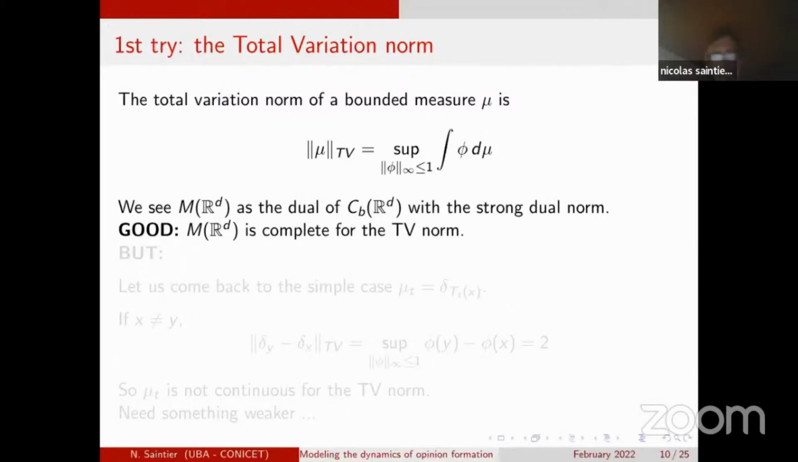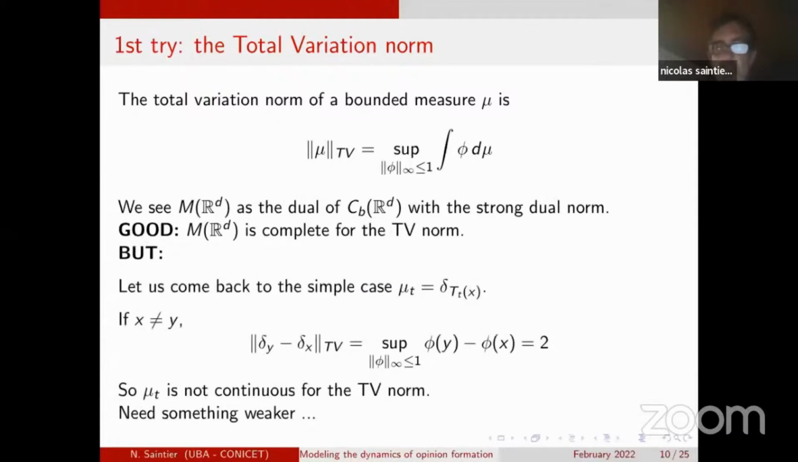But just behind compactness, there is a very simple reason why this is not a good norm for us. Remember the simplest case we looked at, when mu naught is a Dirac mass located at x. Then we know that this measure is a solution, so I need this measure to be continuous in t. At least this is the simplest case.